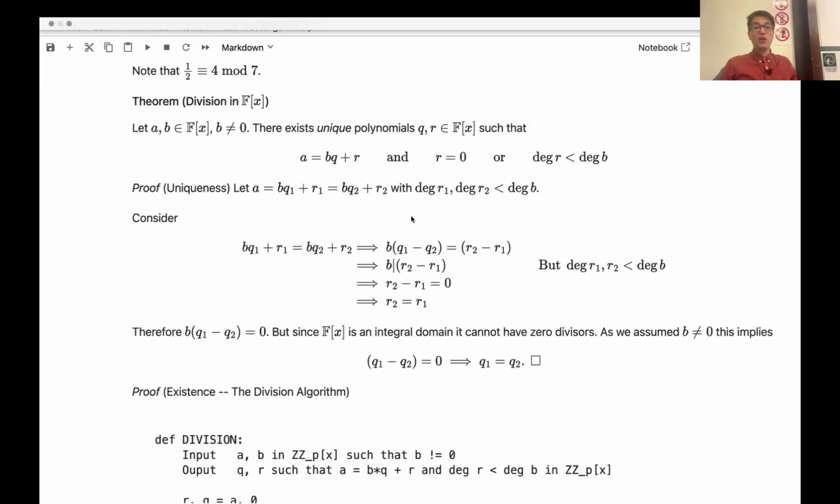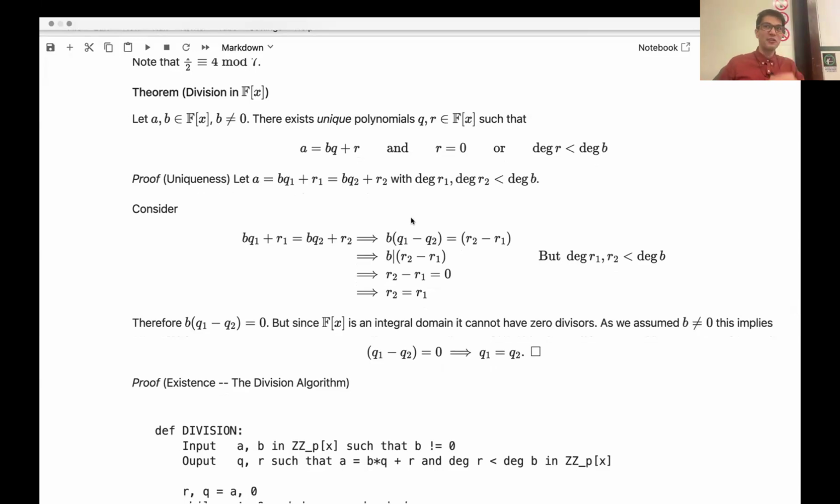It's not actually too hard to do uniqueness. I've been skipping all of the proofs, but why don't we do one of them just for funsies, right? Suppose that this wasn't a unique operation, that there were two ways that I could divide a by b. Then there should be two distinct quotients and two distinct remainders, right? In particular, the degrees of r1 and r2 should be less than the degree of b. That's this requirement.